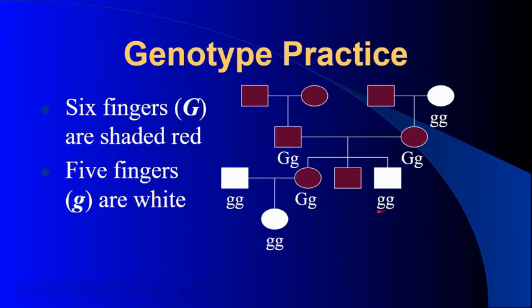Since this child here is recessive, both parents have to be heterozygous. This person, since she has had a recessive child, we know that she has to give a little g to that child because we get a letter from each parent. So those 2 little g's can't come from the father, one comes from each parent.